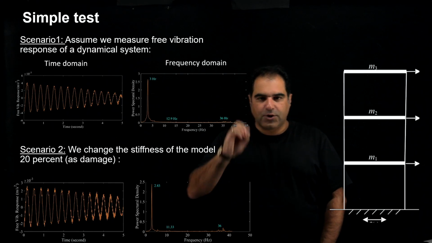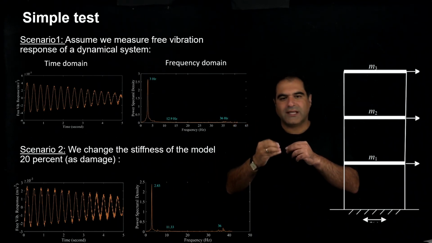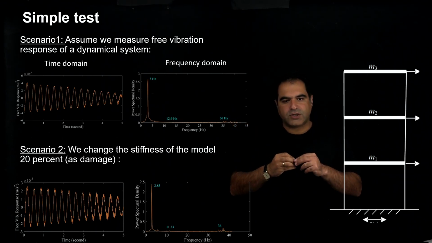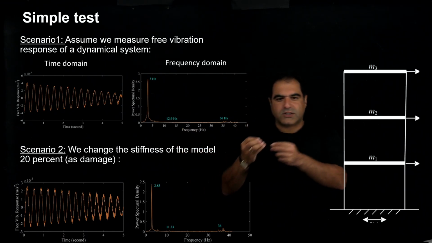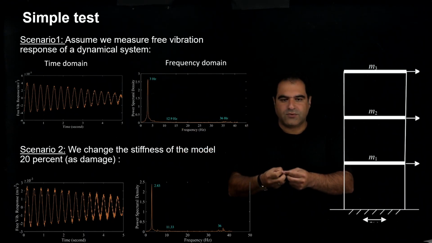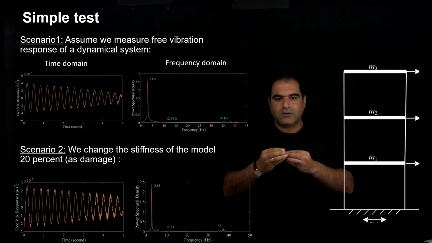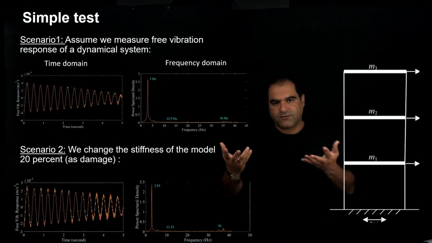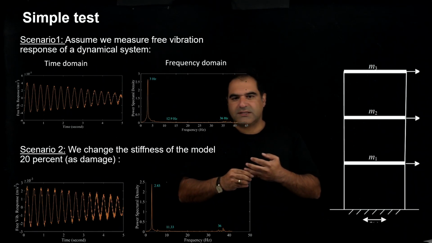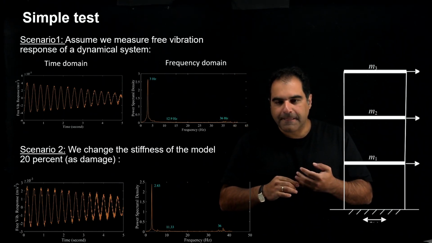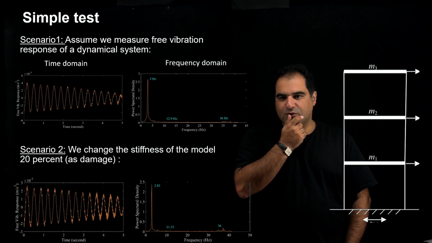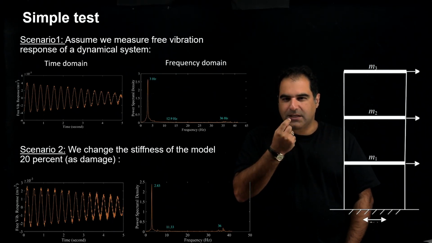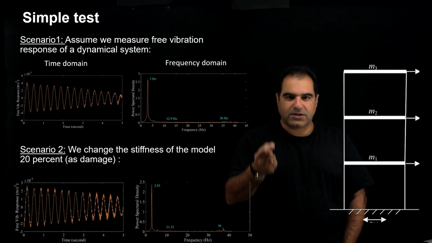Right now, I'm just looking into the data. I recorded the vibration response, the acceleration of the free vibration response. I translated the vibration into the frequency domain, and I looked at the peaks, the natural frequencies. You see, if I change the stiffness 20%, the first natural frequency changed from 3 to 2.8. What's happening here? We have a change in the natural frequency.